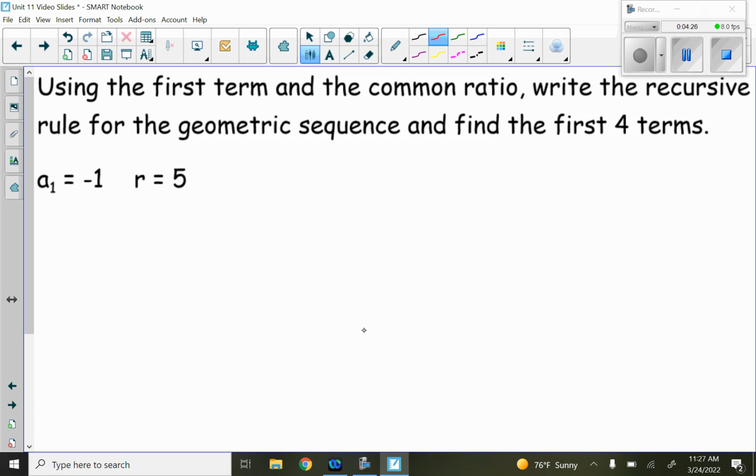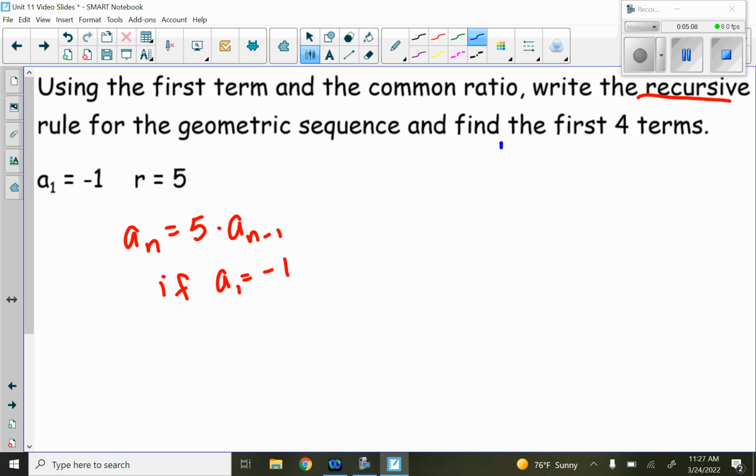All right. Using the first term and common ratio, write the recursive rule for the geometric sequence and find the first 4 terms. So this time we just have to find that recursive rule. Our recursive rule, A sub n equals 5 times your previous term, A sub n minus 1, if A sub 1 equals negative 1. So we already know what that first term is.